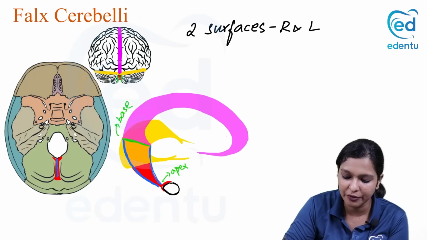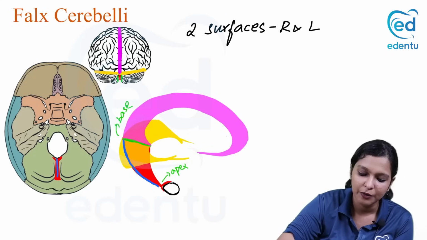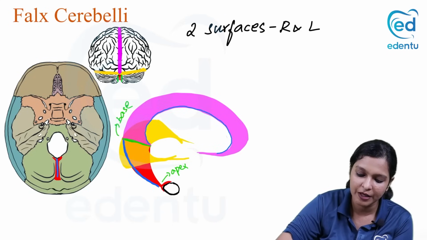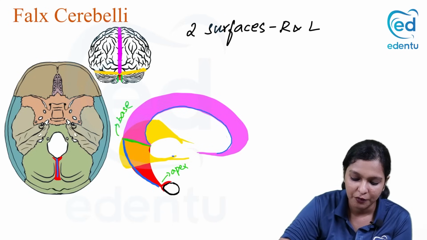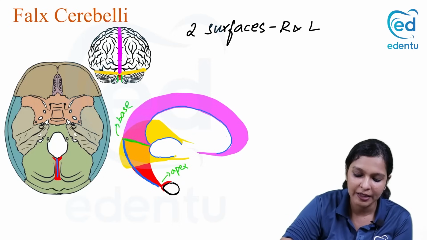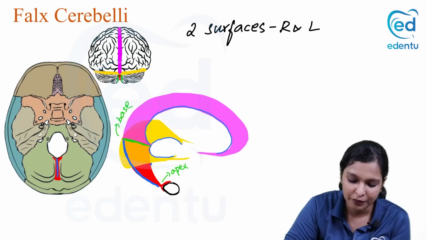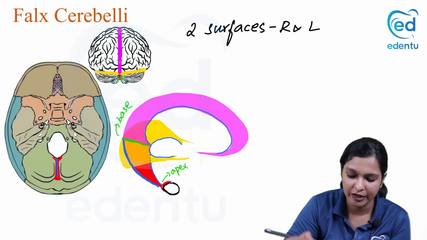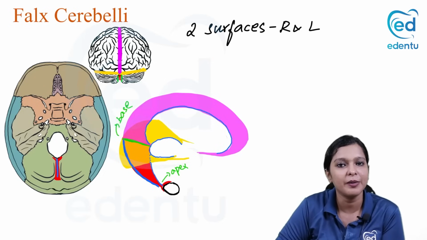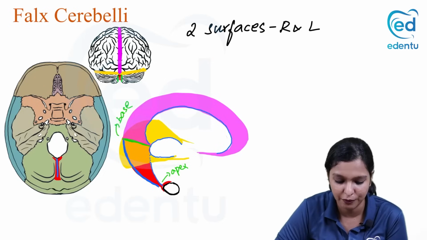So what are all the free borders? For the falx cerebri, it is the inferior border. It is a free border. For the tentorium, the anterior border is free. For the falx cerebelli, similarly, the anterior border is free. So these are the free borders of the three dural folds.